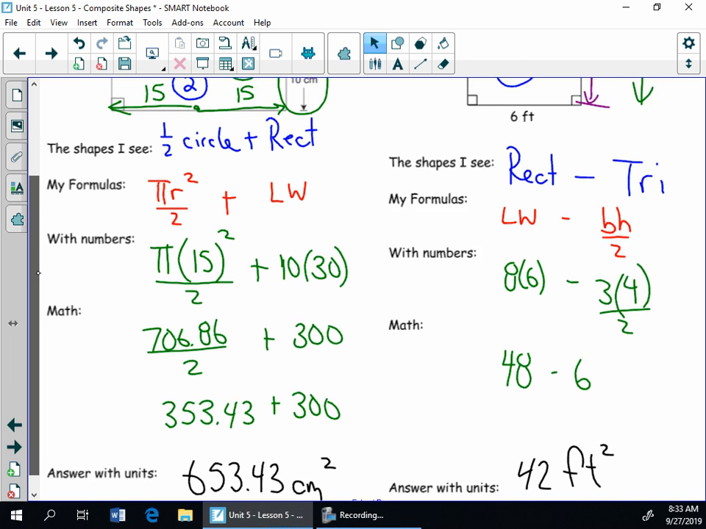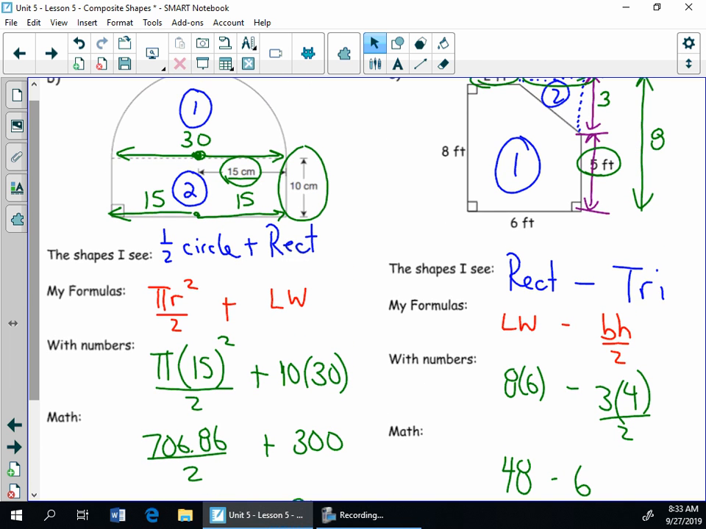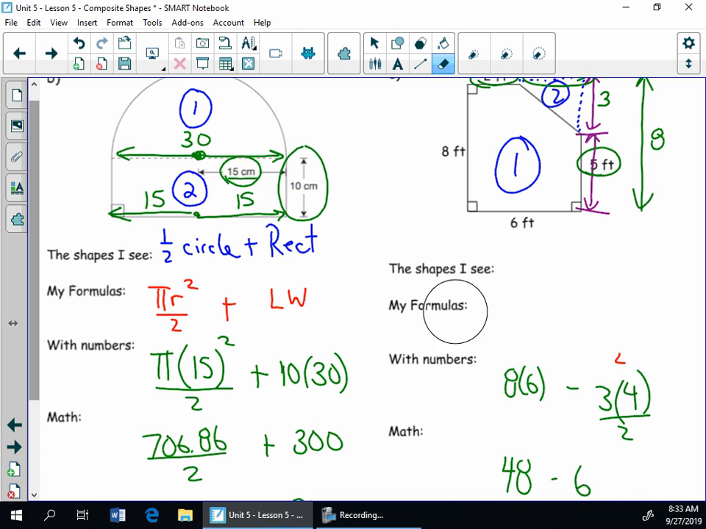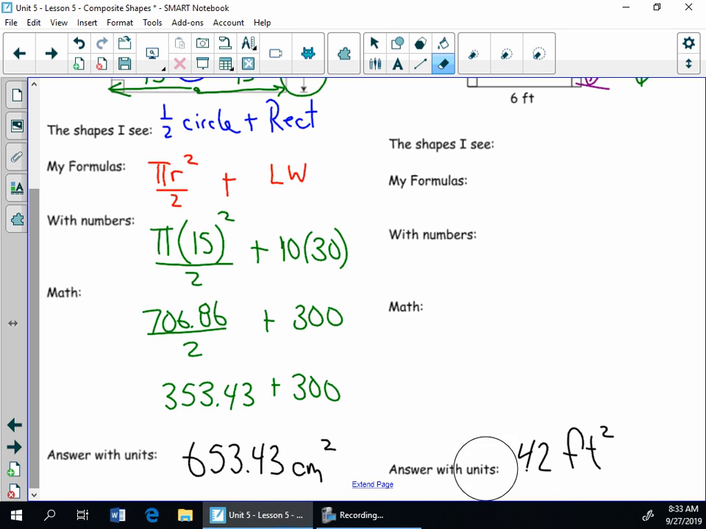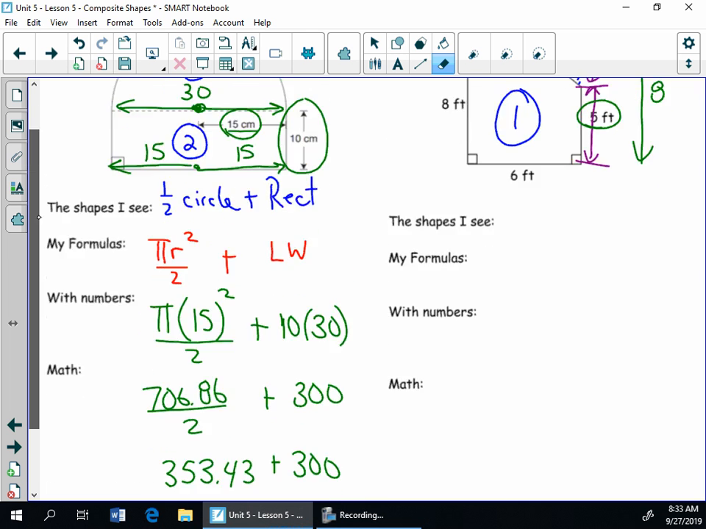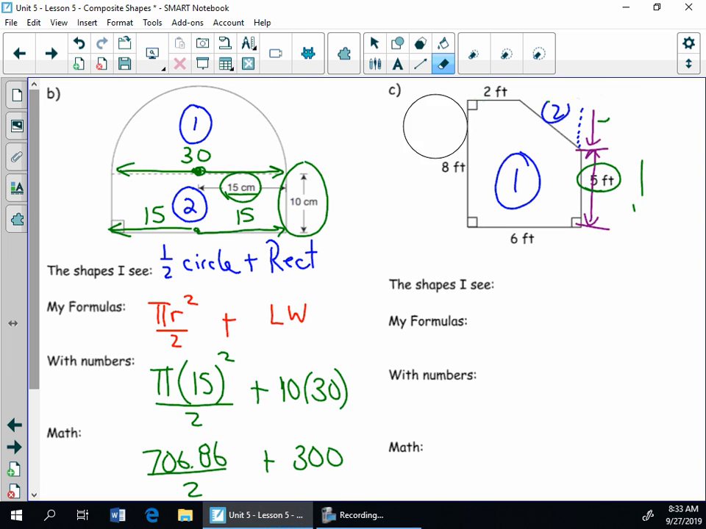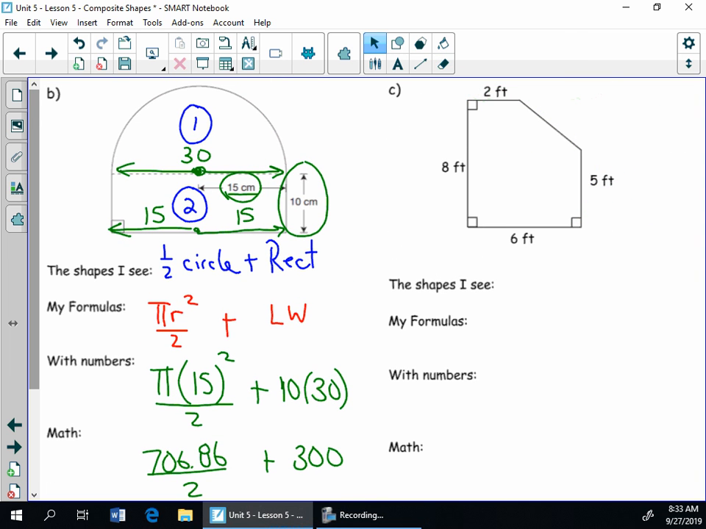Now, just to show you, we could have done this a different way. If you didn't like this idea, here's option number 2. I'm not going to ask you to do 2 of them. Just pick one, pick whichever one makes the most sense. Okay. Option number 2 was I could have done this as the least number of shapes possible.